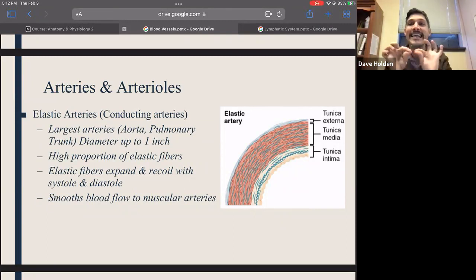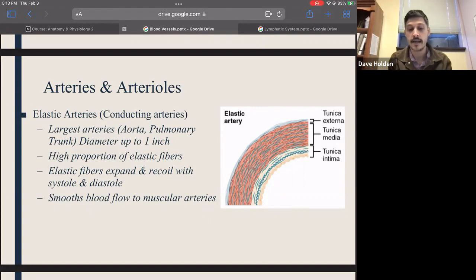That is extensibility. You can stretch it. But now think of a rubber band. When you stretch a rubber band and you let it go, it snaps back to its original shape. That is elasticity. That's what that means. The elastic arteries, yes, they stretch, but that's not what we're describing here. They don't just stretch, they snap back after they've been stretched. That's what the word elastic is trying to tell you.